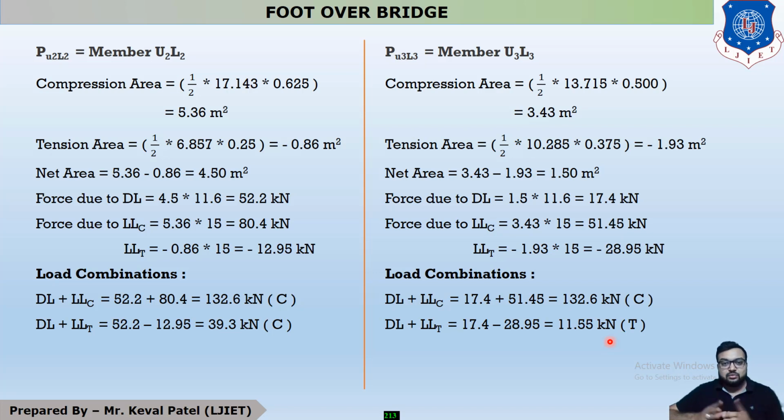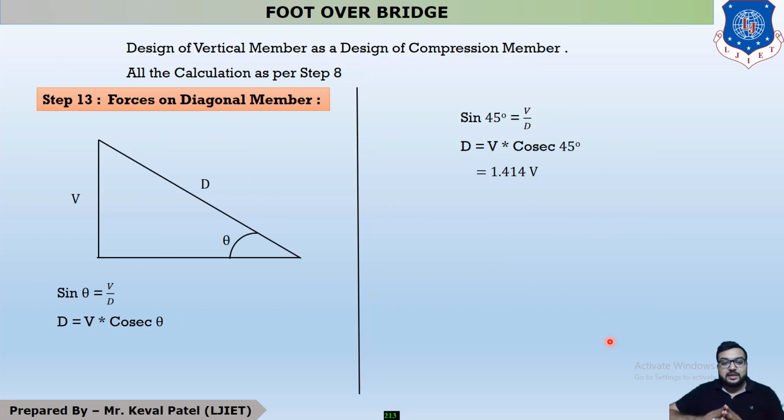Now we are moving further to our last member's design, which is the design of the diagonal member. Whenever you have to design any component, you first have to find out the forces on that member. Okay, so first of all, our step number 13 is the forces on the diagonal member. So let us check. This is one diagonal member. Say for example, this is the U0 junction, this is U0, this is L0 and this is L1. So your first diagonal member is U0L1, and this is your first vertical member, which is U0L0.